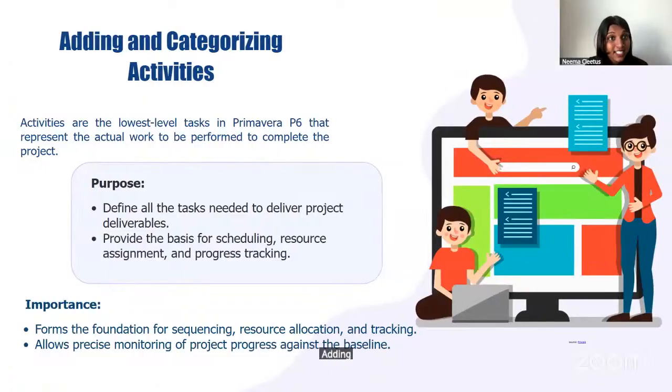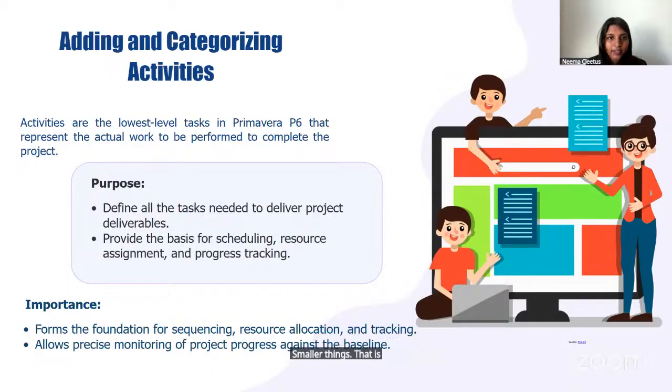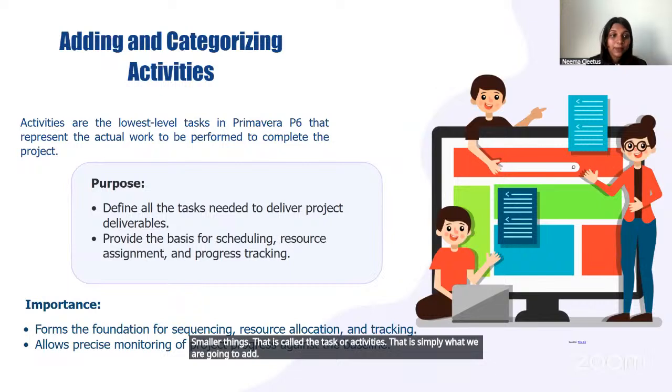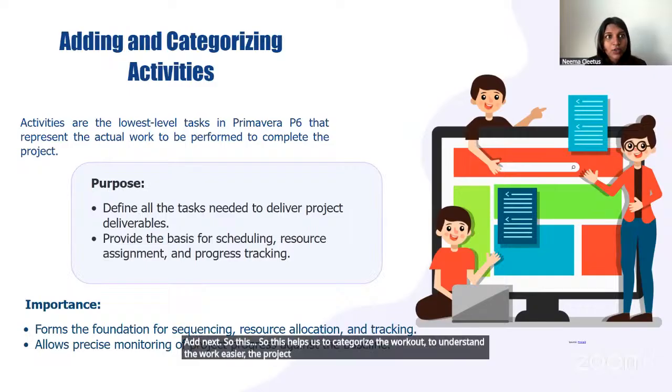Activities are actually the task or the work which we do in these different stages. So we are breaking down the work again into smaller things. That is called the task or activities. That is simply what we are going to add next. So this helps us to categorize the work or to understand the work, the project, easier. Scheduling is also easier when we are adding activities.